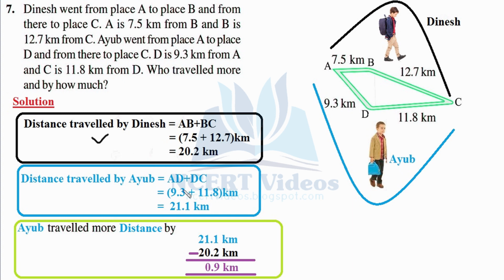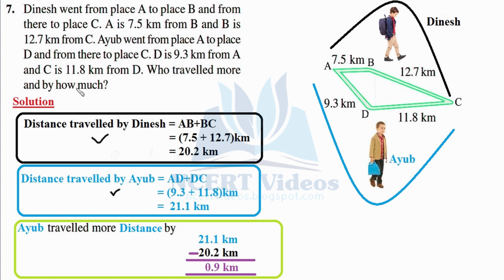Now for Ayub, same thing. You add it, put the decimal first, then check here. After decimal 1 digit, after decimal 1 digit, add them. 8 plus 3 is 11. Then carry on, so 1 here. So 1 plus 1 is 2. Then here 9 plus 2 is 11. And again 1 here. That is 1 plus 1 is 2. 21.2. So clearly you can see that Ayub traveled more distance.